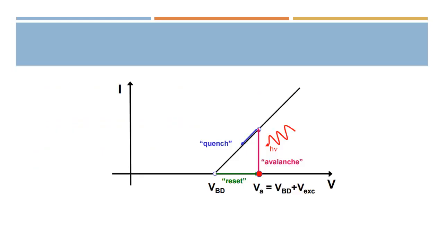Here we can see where the applied bias is with respect to the breakdown voltage of the device. The difference between the breakdown and the applied voltage is the excess voltage. We can see the increase in current when the avalanche is triggered, the decrease in current and voltage when the device is quenched, and the reinstatement of the applied bias to reset the single photon avalanche diode.